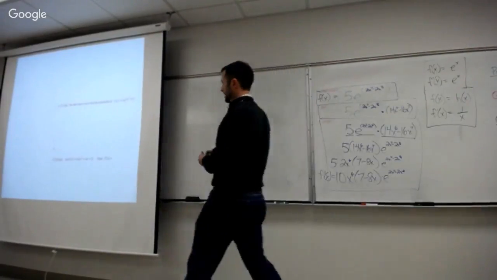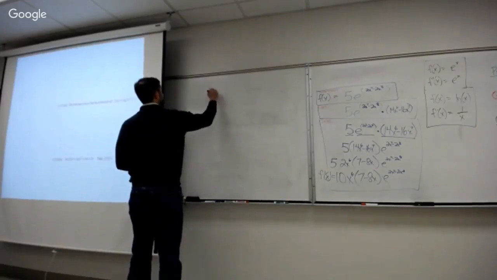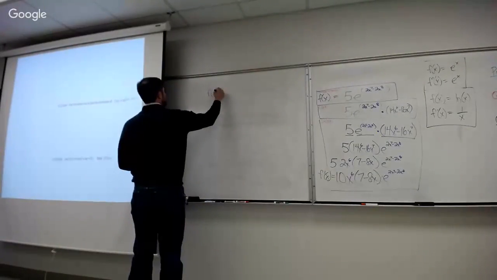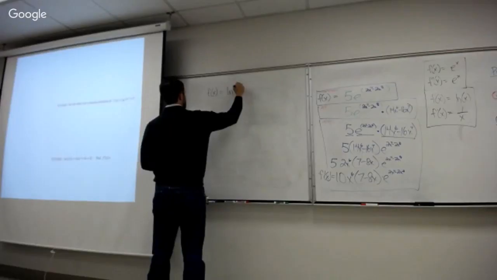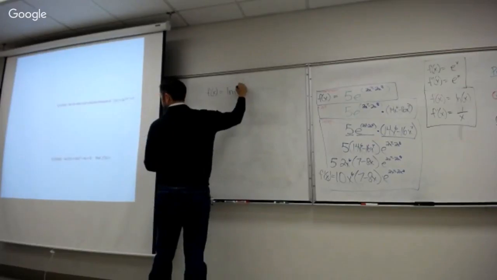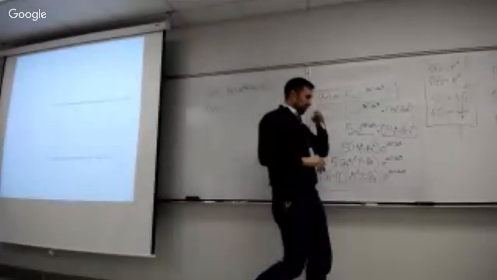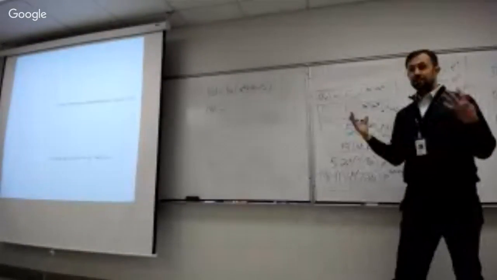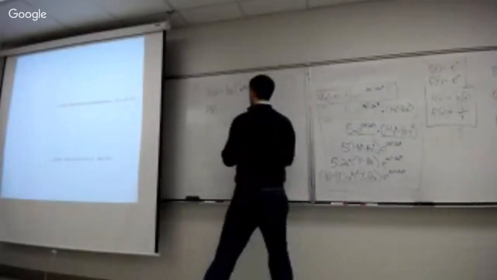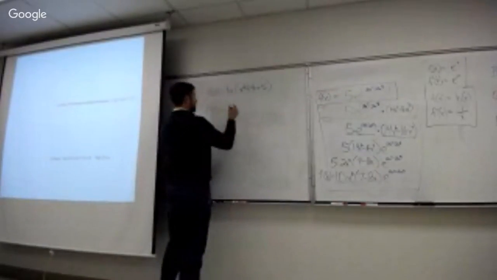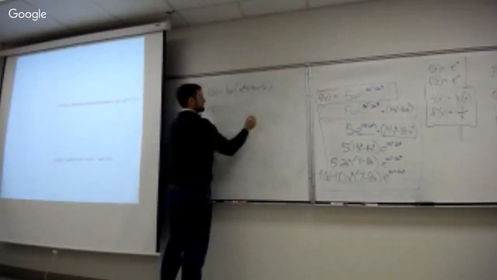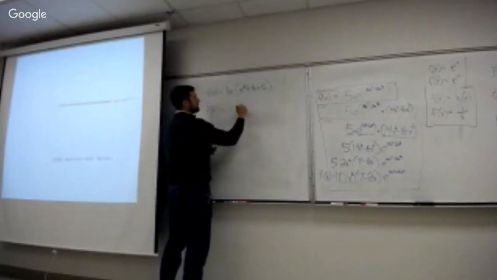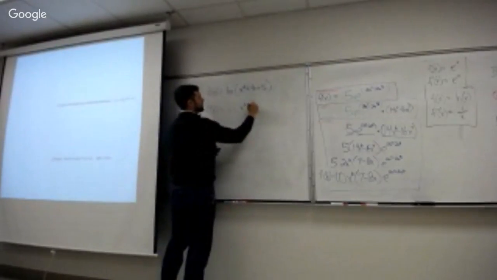Number 5. So, what is the derivative of the natural log of x squared plus 4x plus 5? First of all, do you see the outside function and the inside function? What is the outside function? Yeah, the ln is the outside function, and the inside function is x squared plus 4x plus 5.